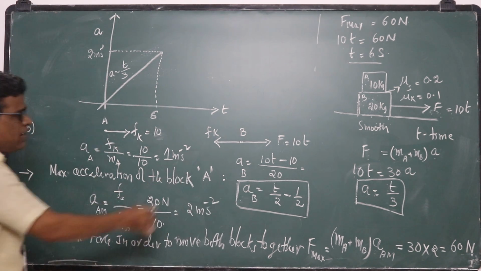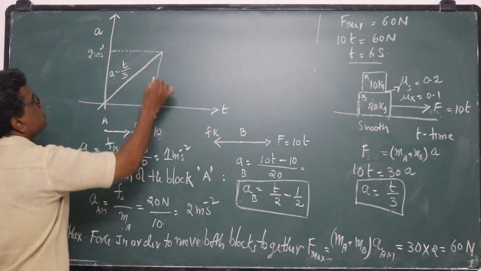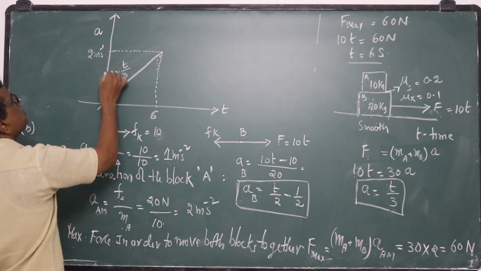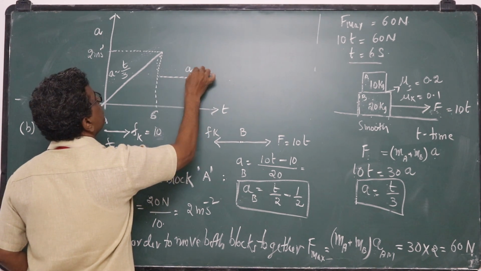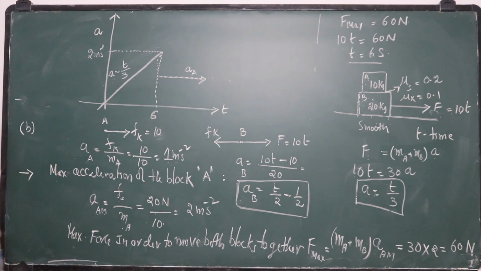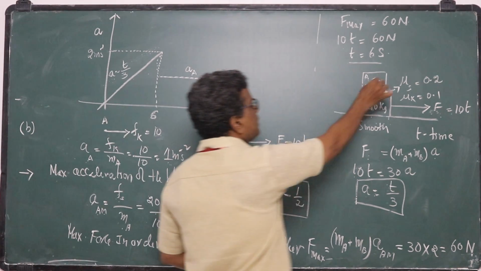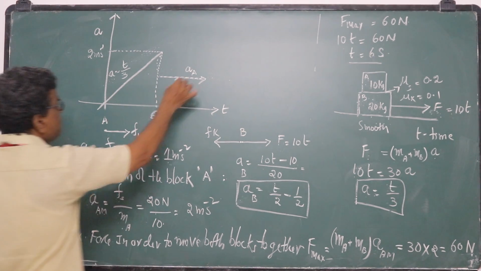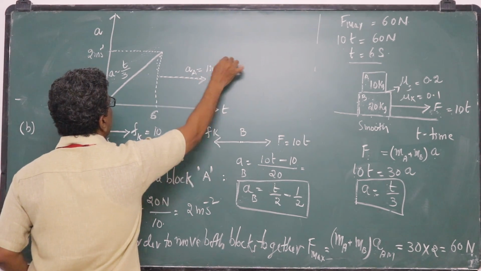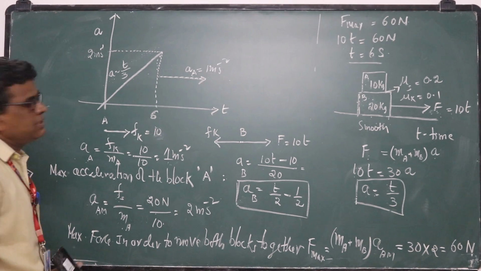Suppose the force exceeds the value at 6 seconds. What is the acceleration of A? The acceleration of A becomes 1. So it slips. This is 2, this is 1. This is the acceleration of A and it is constant, so it won't change with time afterwards. Why? Because the only force acting on the block is kinetic friction, which is independent of speed. So its value is 1. This is the acceleration of block A after slipping.